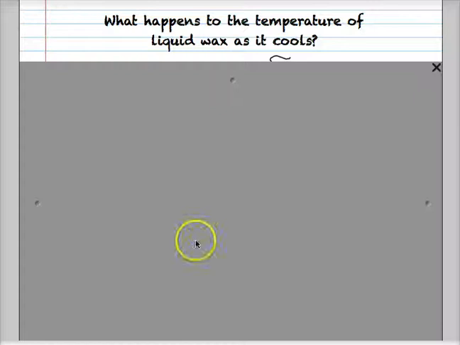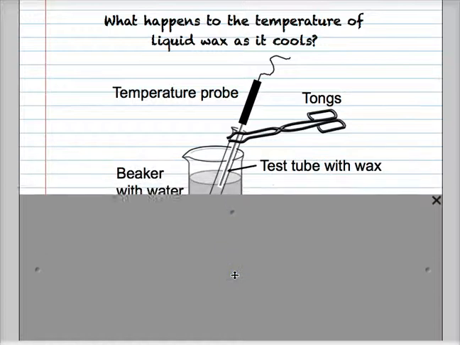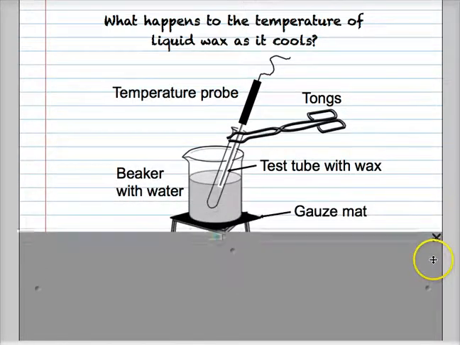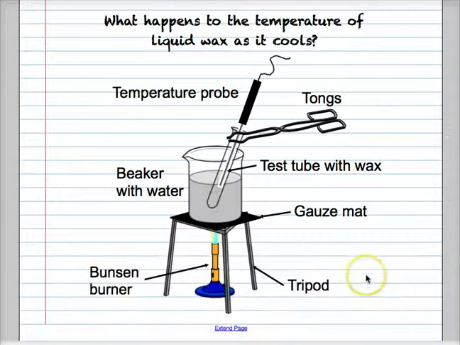So we can do an experiment to investigate this. And here's part of an experimental setup. We've actually done this experiment in class, and we can see the materials revealing themselves there. What we do is we take a small amount of wax, put it in a test tube, and immerse it in a beaker of water. We heat the water and the wax melts. We want to see what happens to the temperature of the liquid wax as it cools down.